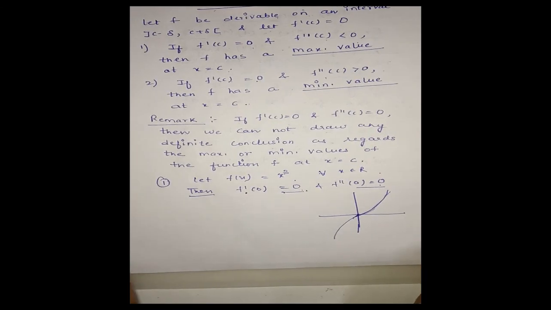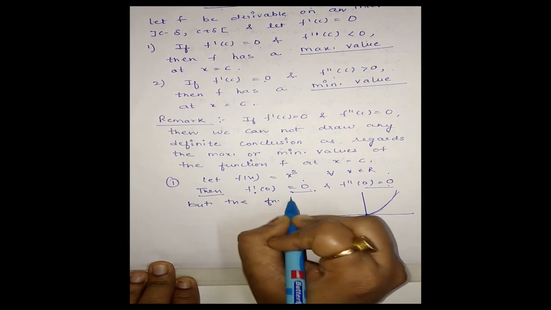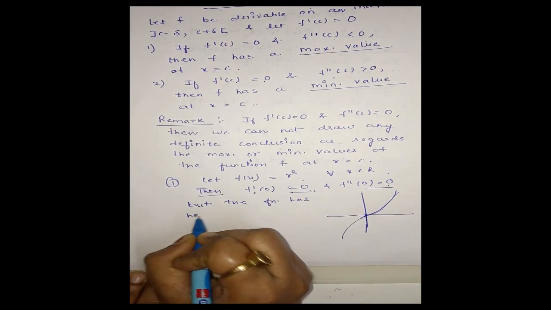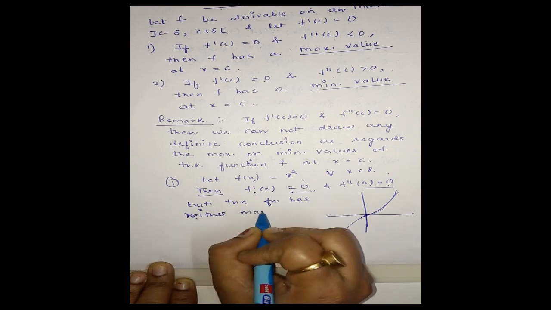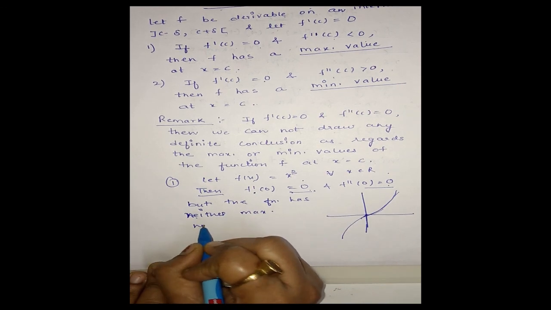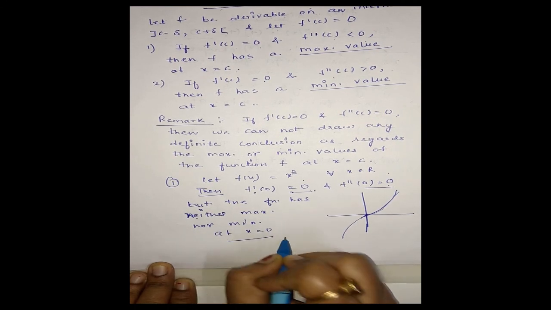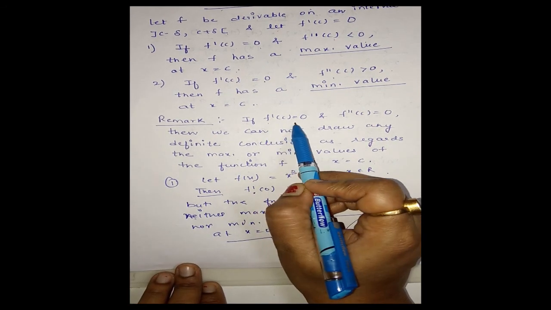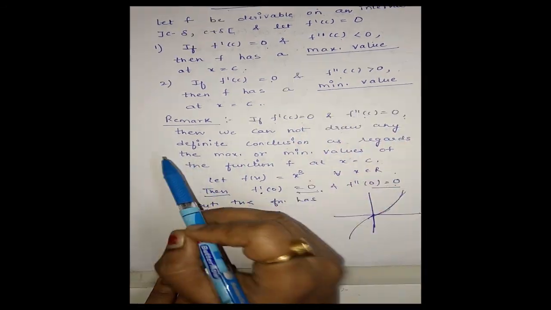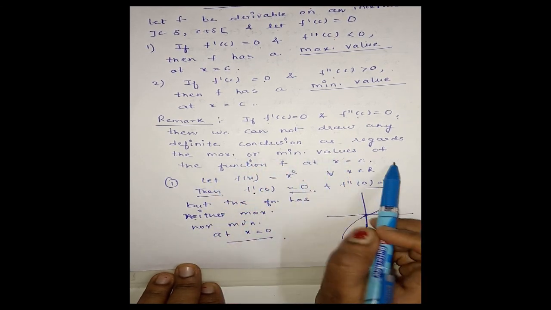Okay, but the function has neither maximum nor minimum at x is equal to 0. Okay, nor minimum at x is equal to 0. It means if f dash c is 0, f double dash c is equal to 0, then we cannot draw any definite conclusion regarding the maximum or the minimum value.